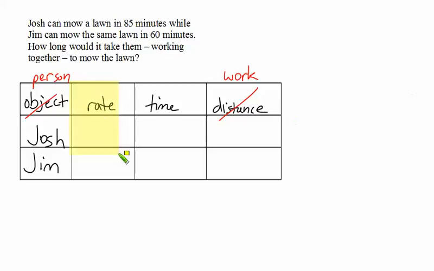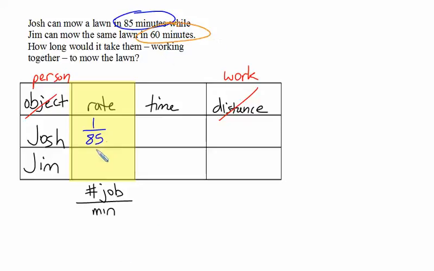And the rate column is going to be very important for us in this problem. We're going to express the rate as the number of jobs they complete per minute. So in this problem, Josh completes a job in 85 minutes. One job in 85 minutes. It's a fraction. Whereas Jim completes one job in 60 minutes. Again, a fraction.